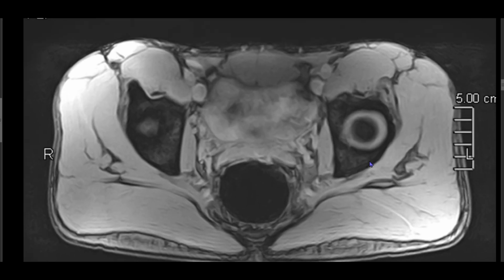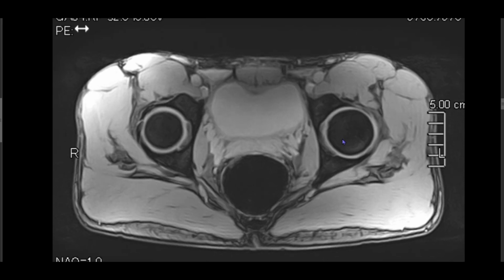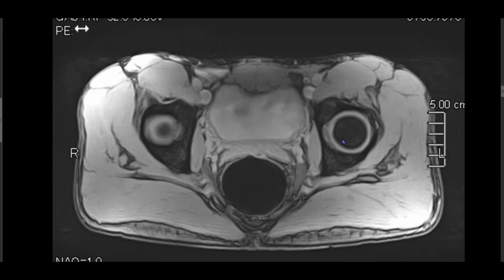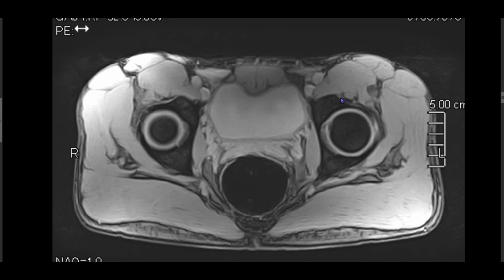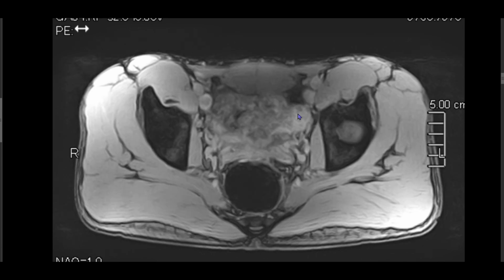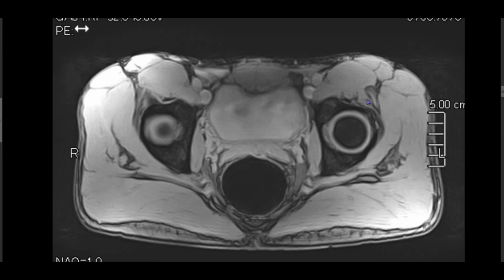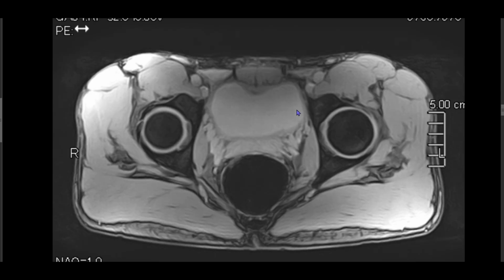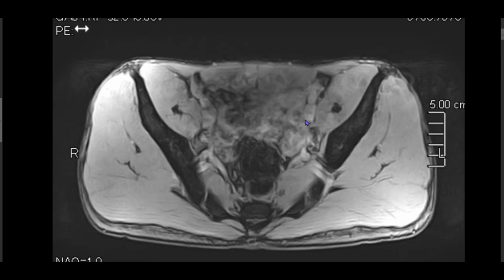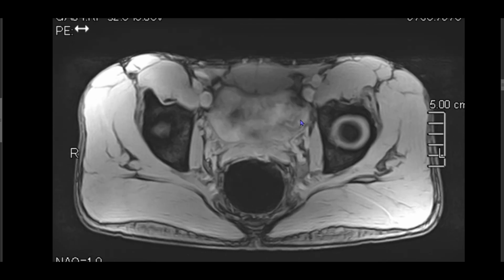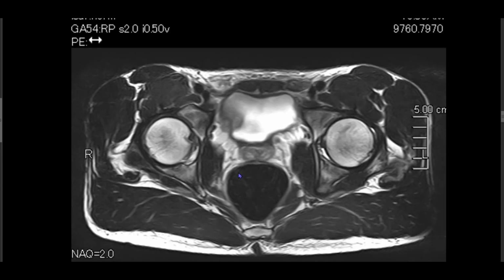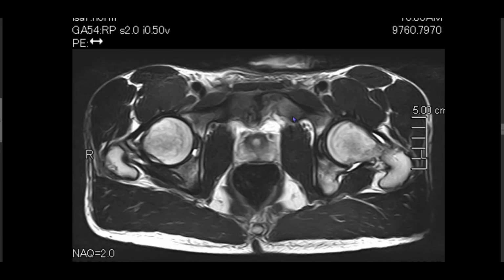Now we'll confirm it on these GRE sequences, which will help us demonstrate the anatomy a bit better. Here we are seeing the rectus abdominis, which has two heads, a lateral head and a medial head, on both sides. All the heads of the rectus abdominis muscle appear to be intact. So there appears to be a singular tear of the external oblique on the right side, and this tear is the reason for the pain in this patient.